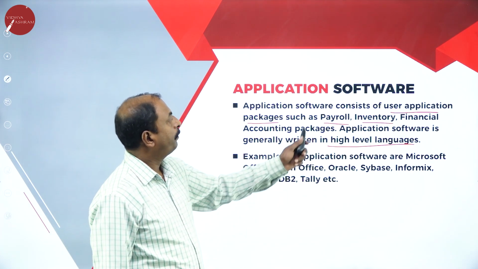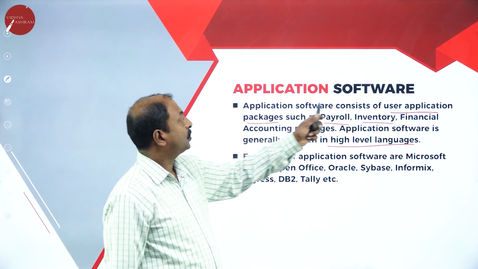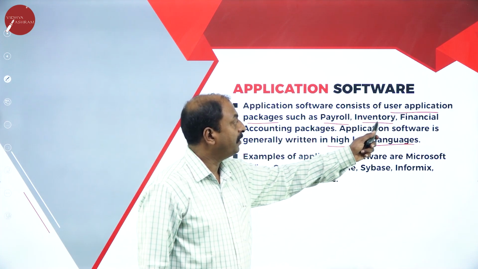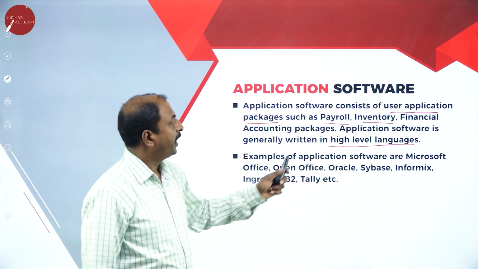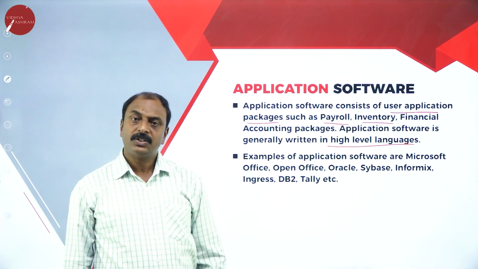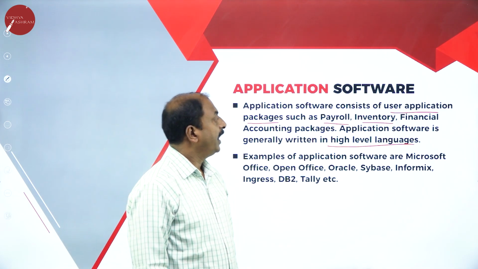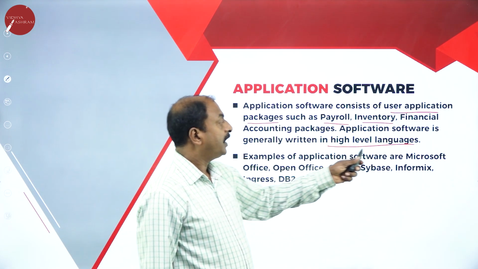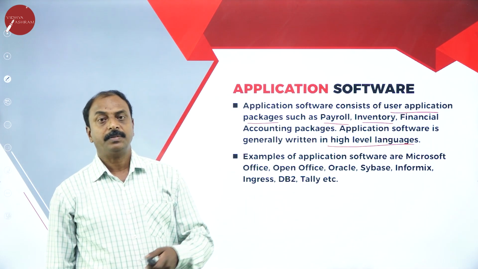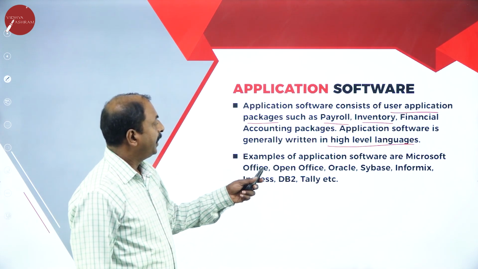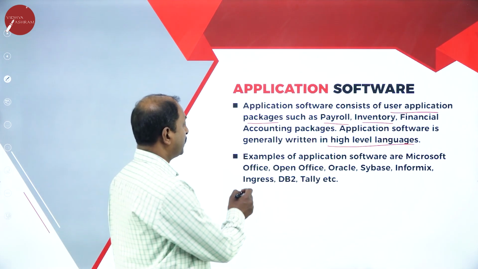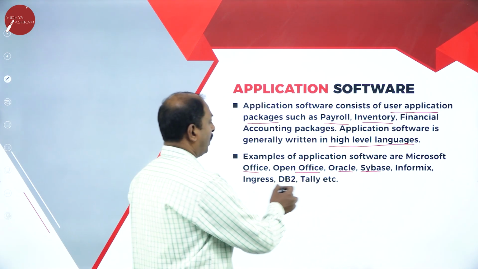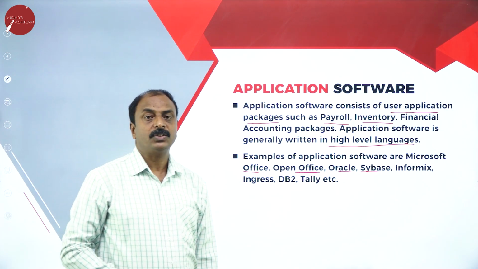For example, payroll is one application. So application software is used to write a program for payroll application, inventory, financial accounting, and for different applications. Generally, these application software are written using high-level languages like C, C++, Java, and so on. Examples of application software are MS Office, Open Office, Oracle, Sybase. All these are different application software.